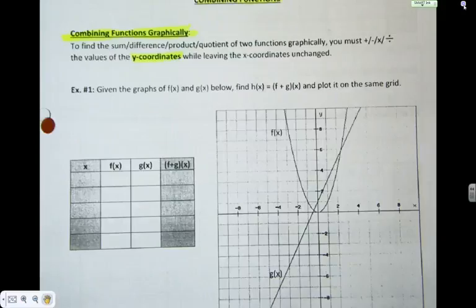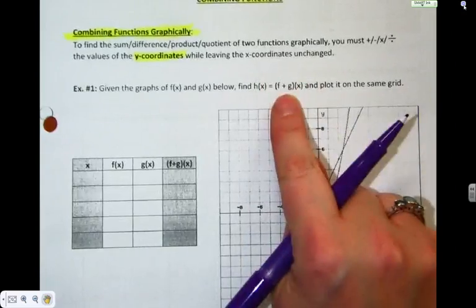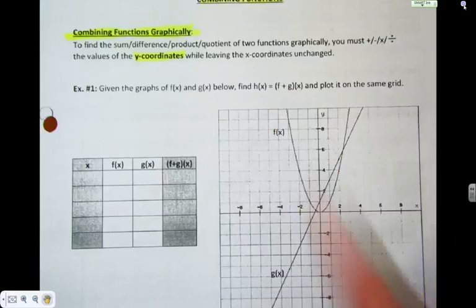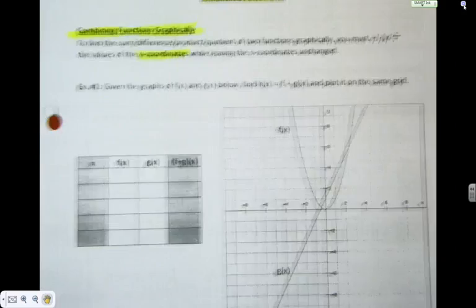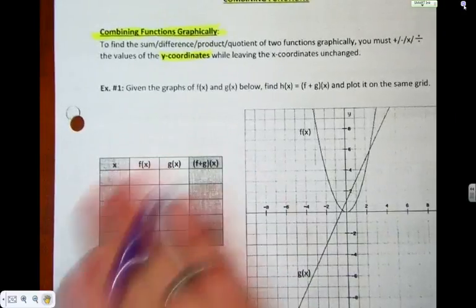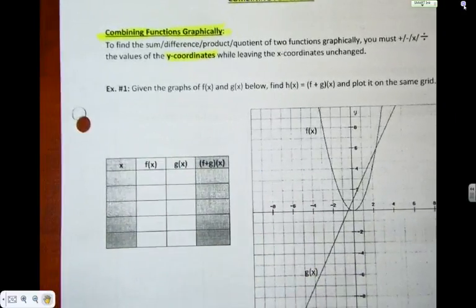So example, here's two functions, f of x and g of x, and we want to find h of x if it equals f plus g of x and plot it on the same grid. So this is saying we want to take the two functions and add them. So we want to know if we take a parabola and add a line, what's going to happen? I'm left-brained, so I do it with a table. If you're not left-brained and don't like the table, don't feel you have to use it.